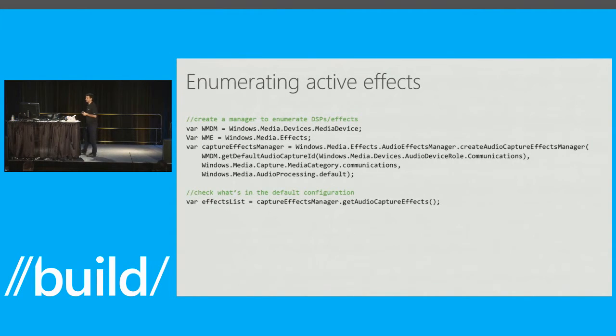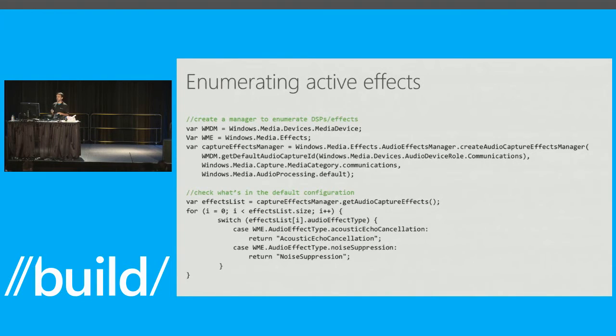And then all I'm going to do is just create a list out of this and go through the list and figure out what is there. In this case, I'm looking for acoustic echo cancellation as well as noise suppression. So my point could be here that if those things are already enabled, I'm not going to do them again. Or if they are not, I want to do them.